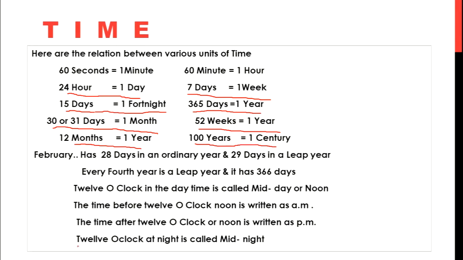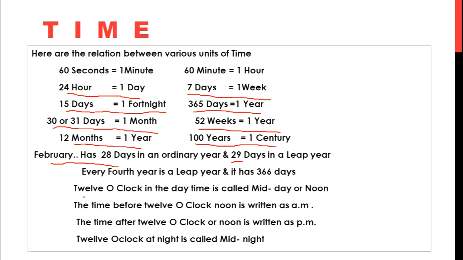Now you know very well that February has 28 days in it, but in a leap year, meaning having 366 days in a year, February is counted with 29 days.